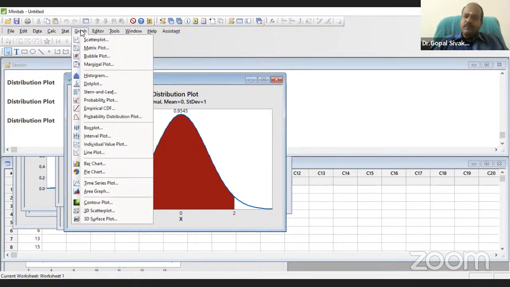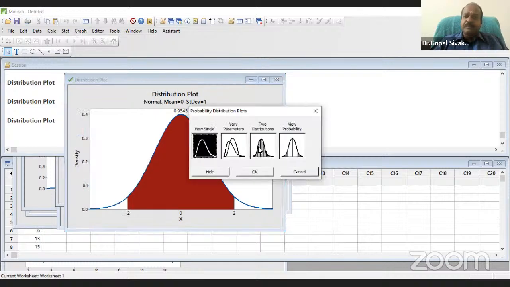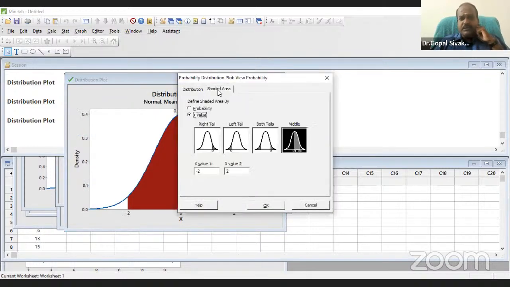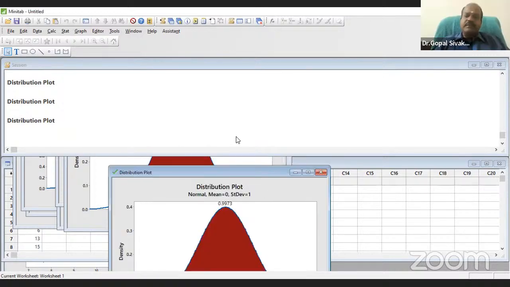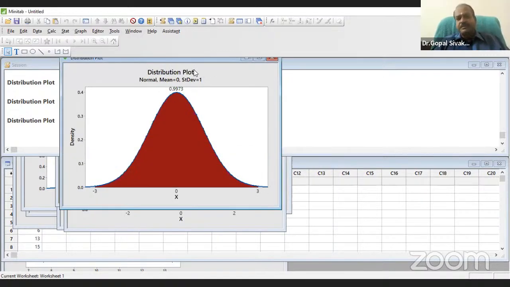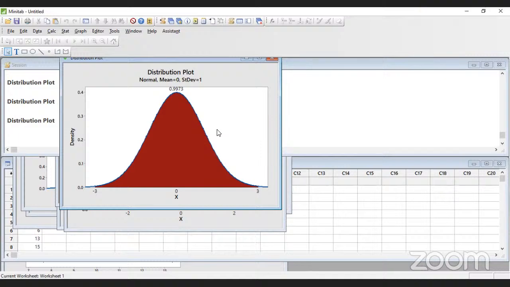And now you have to tell me the probability for the last thing. View probability. Okay, it's a standard normal distribution. Shaded area, minus 3 here and plus 3. What will be the area between minus 3 and plus 3? 99.73. Can you see that here? Is it easier? Yes, sir.